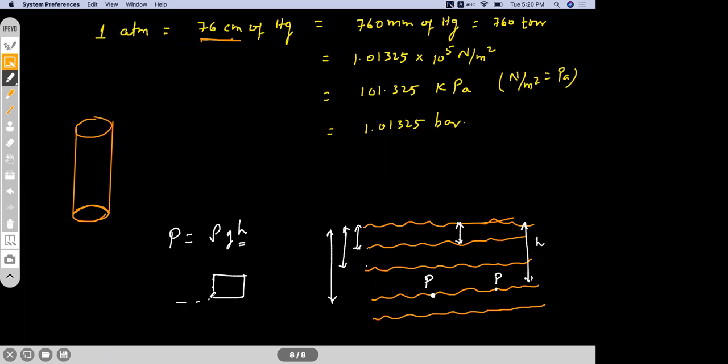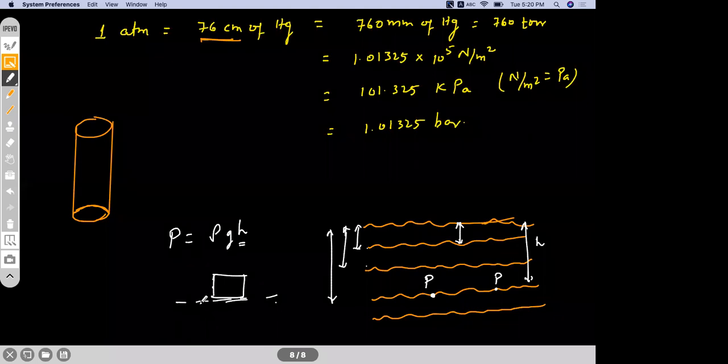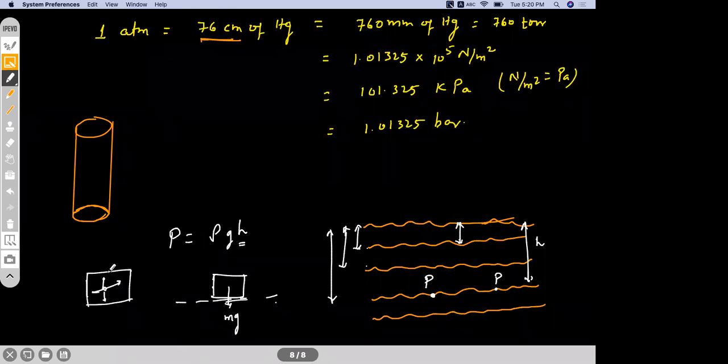Solid objects exert pressure because of their mass. Suppose this object is placed on a table, right? The mass of this is mg. Because of this force, it exerts pressure on the table. Solid exerts pressure because of its mass. Liquid exerts pressure because of its height. Gas exerts pressure because of its collision. In a container, we have gaseous particles. When they collide with the wall, because of that collision only, it exerts pressure.